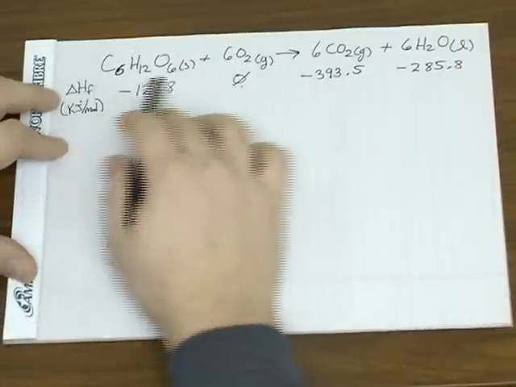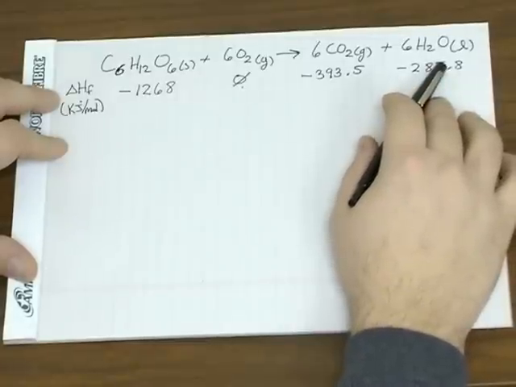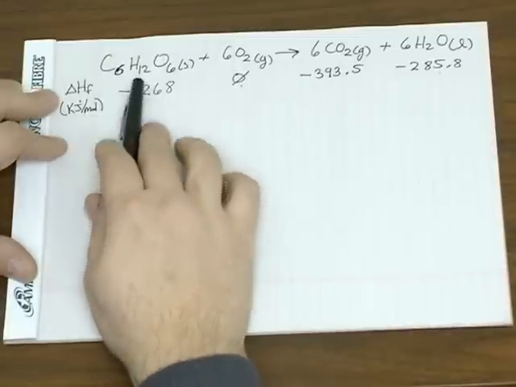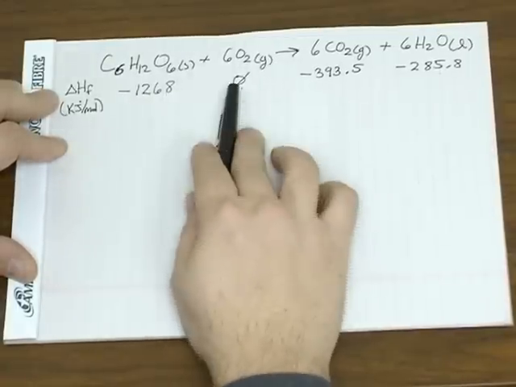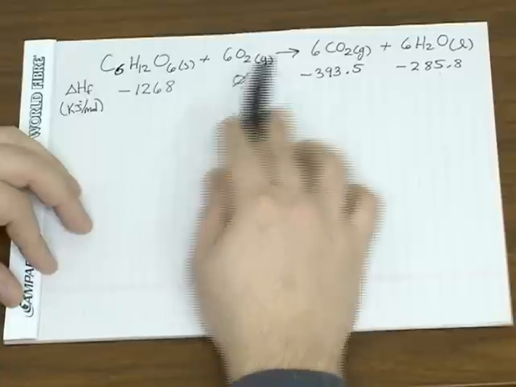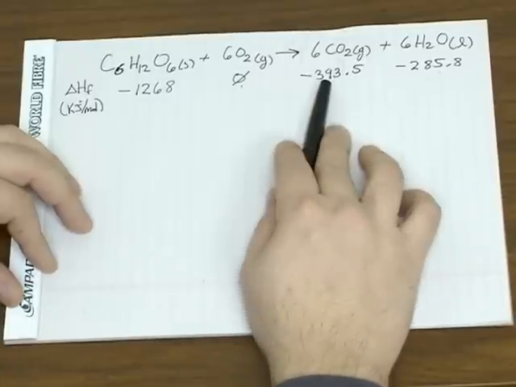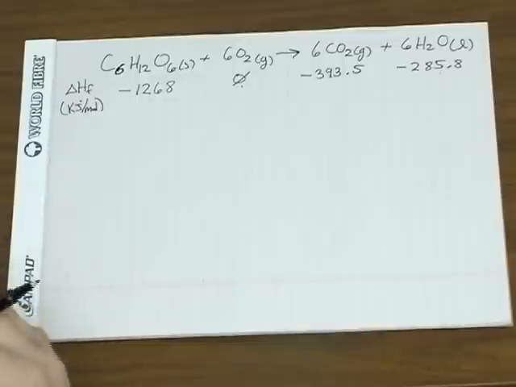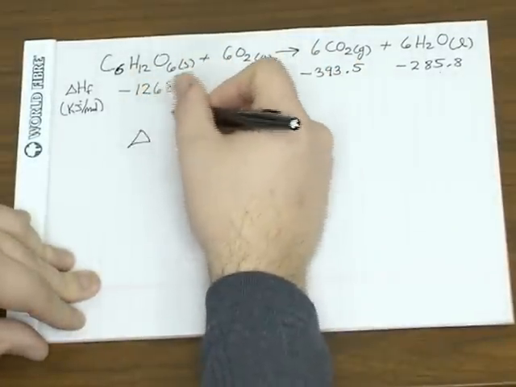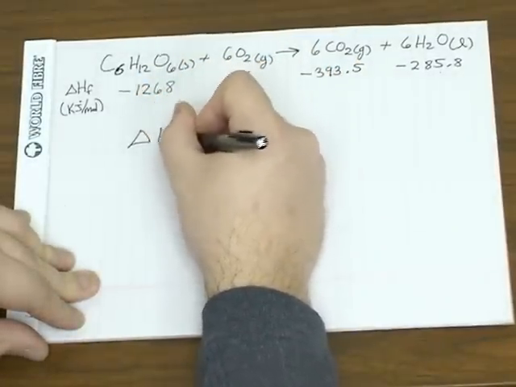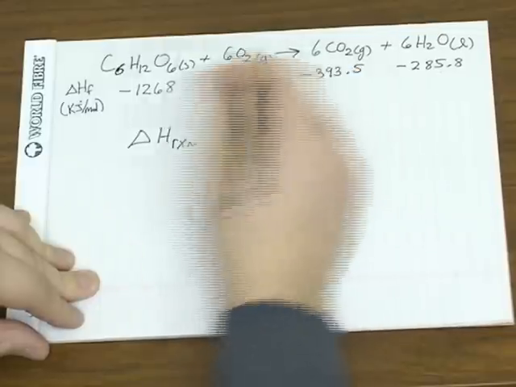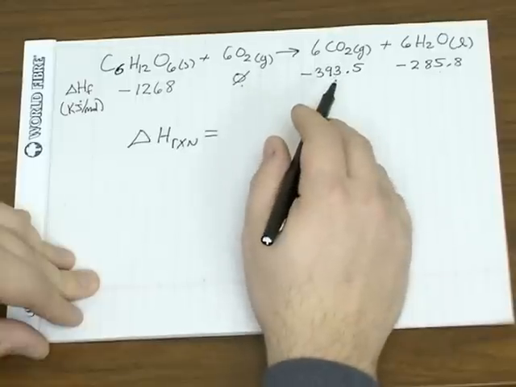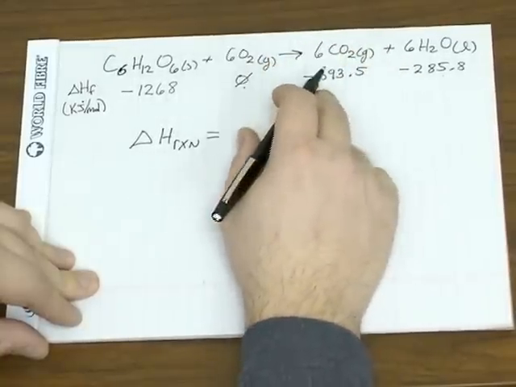So for example, let's look at the combustion of sugar. If you look in your table of enthalpies of formation, sugar will be negative 1268. Oxygen, again standard state, is 0. CO2, like we said, is negative 393.5, and liquid water is negative 285.8. So again, it's just the sum of the products minus the sum of the reactants. But you got to pay attention to the stoichiometry.